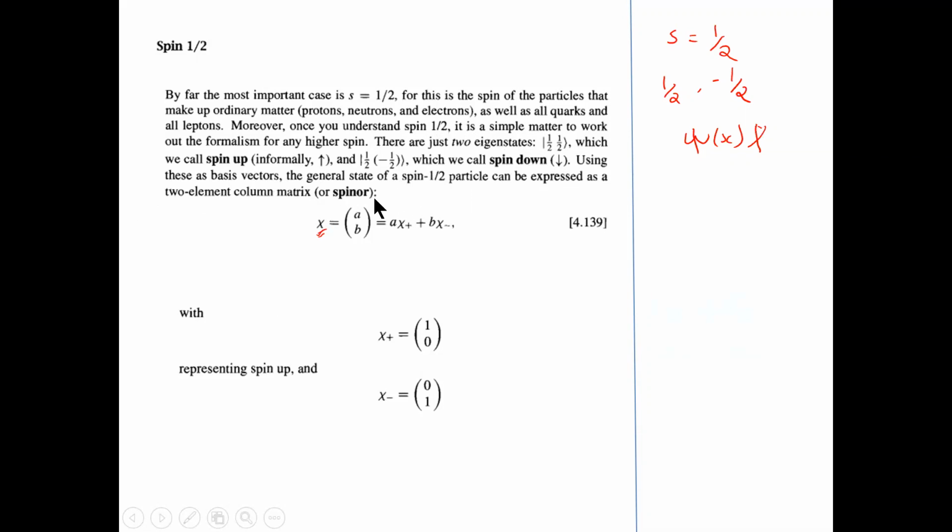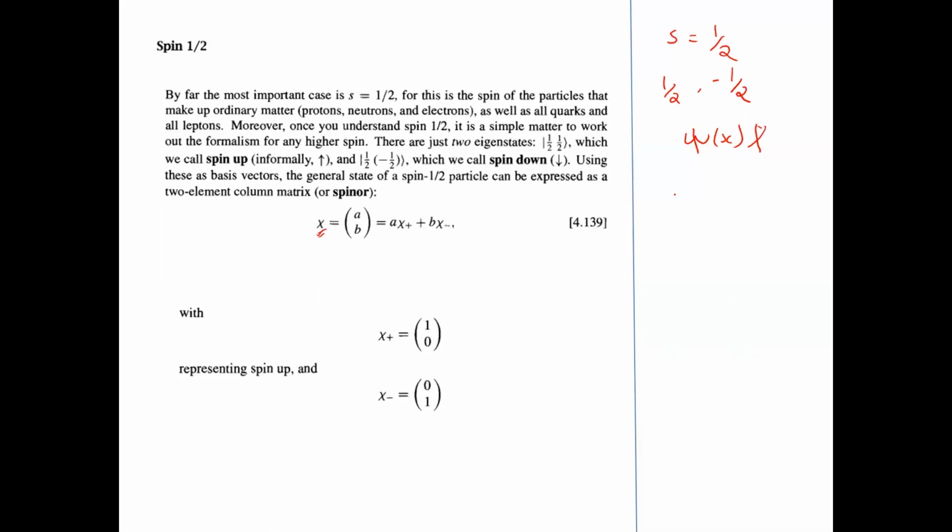You can see that written out here. This is the spin up state, and this is the spin down state. These spin up and spin down states are taken in linear combination, because you have a scalar A here and a scalar B here. It's just like taking vectors in linear combination.